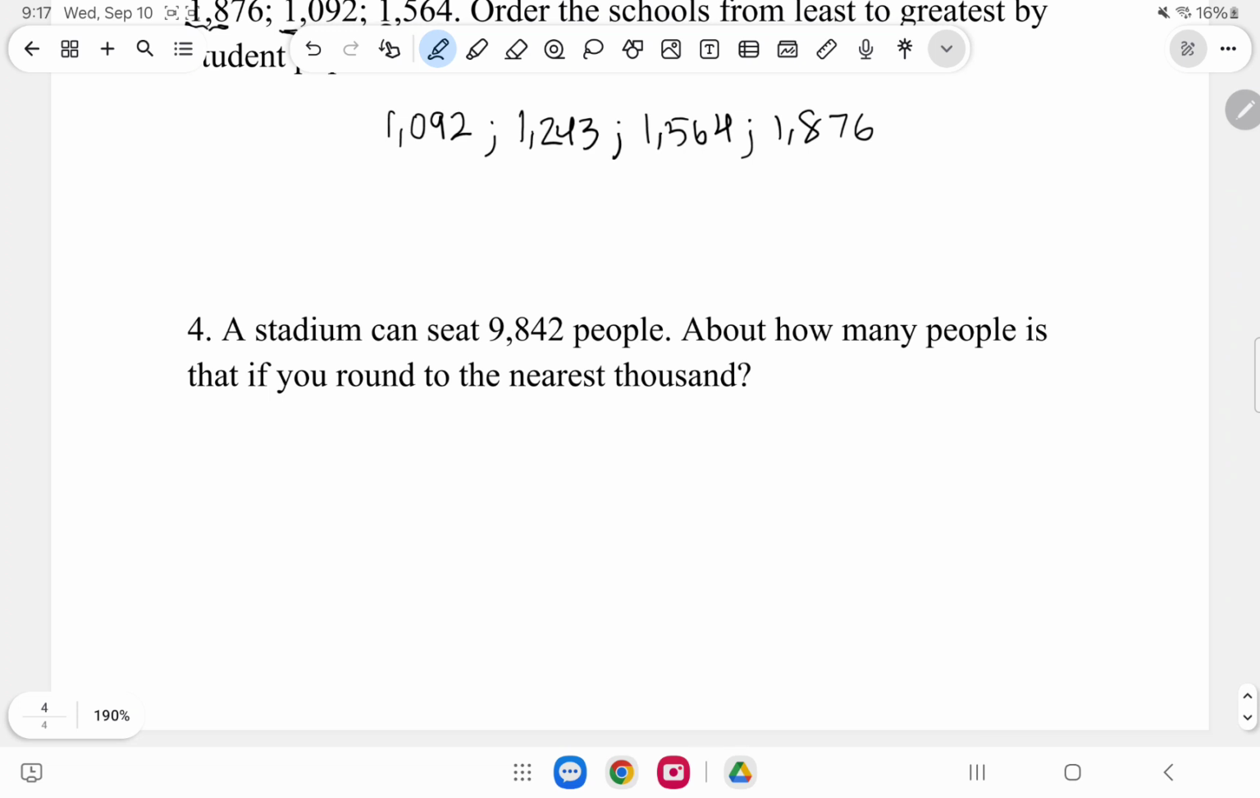Number 4, a stadium can seat 9,842 people. About how many people is that if you round to the nearest thousand? So 9,842. 8 is bigger than 5, so it'll round to 10,000 people.